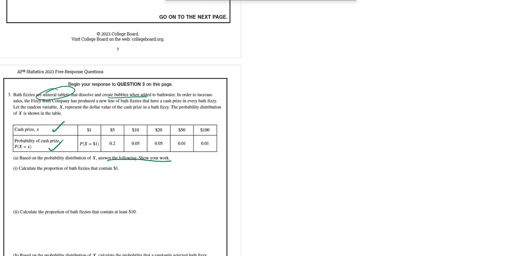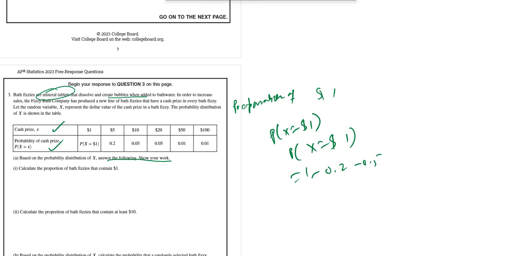So it's a random variable X, the dollar value of the cash prize of the bath fizzy. So the probability of X equal to $1 equals 1 minus 0.2, minus 0.05, and so on. So this is 0.68. First part done.